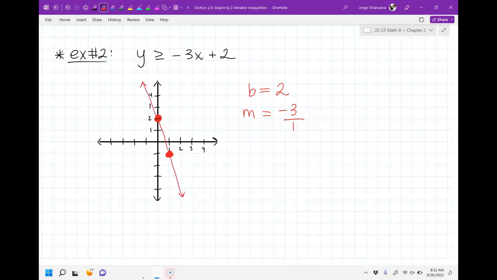And am I shading above or below? Notice it says greater than or equal to. Is that above or below? Above, right? Greater than or equal to, or greater than is shading up, right? Above. So the above part would be here. Let me just kind of color that in. It's a lot easier when you have like a pencil. You can kind of just lay it on its side and shade it in.